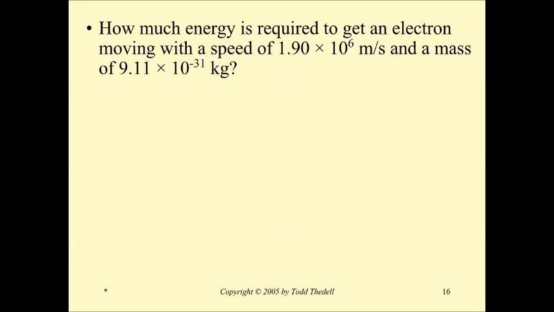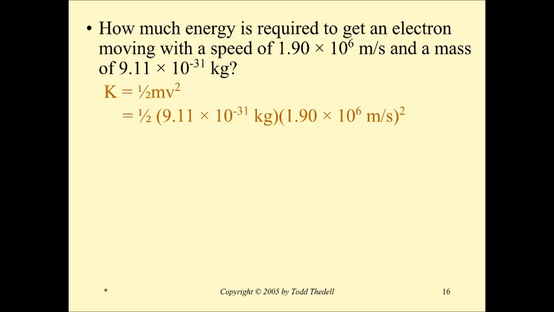So here's an example. How much energy is required to get an electron moving with a speed of 1.90 times 10 to the 6 meters per second and a mass of 9.11 times 10 to the negative 31 kilograms? So we're given the mass, we're given the velocity. We simply go ahead and plug that into kinetic energy equals 1/2 mv squared, right? So then go ahead and put the numbers in.